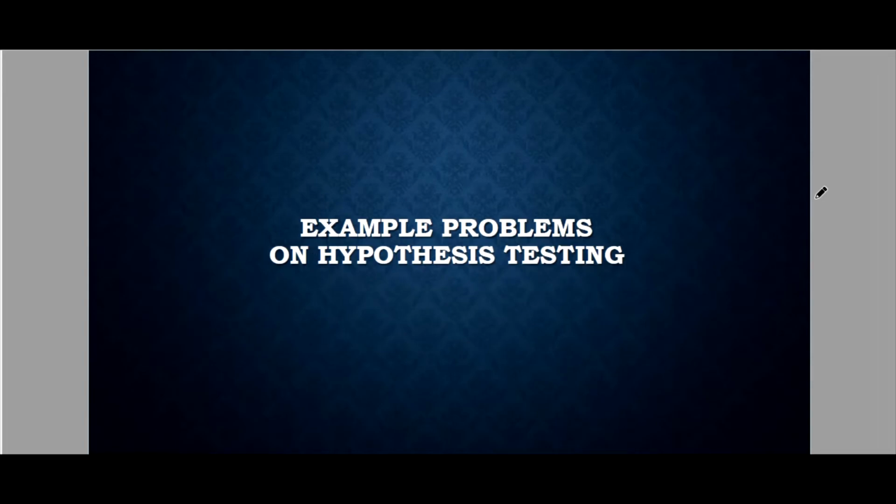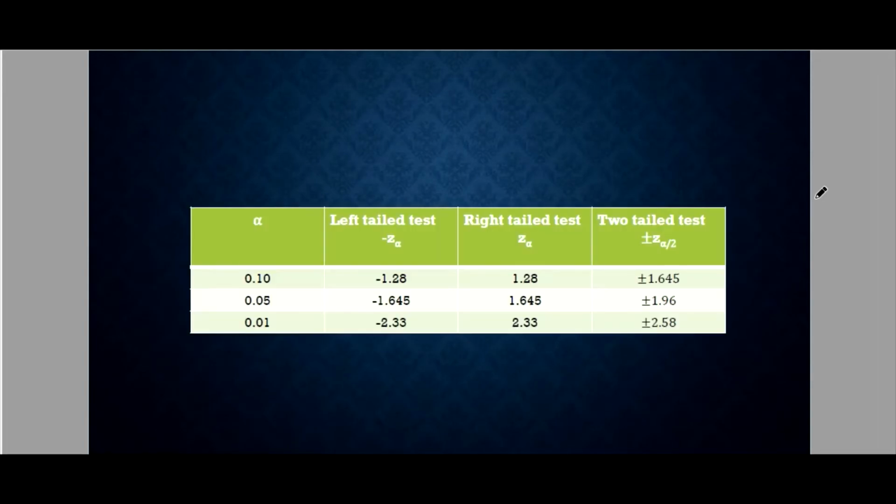Now let's go to example problems on hypothesis testing. But before that, let's have first these critical values. These are the most commonly used alpha or level of significance in the Z distribution. So these are the critical values for the Z distribution.